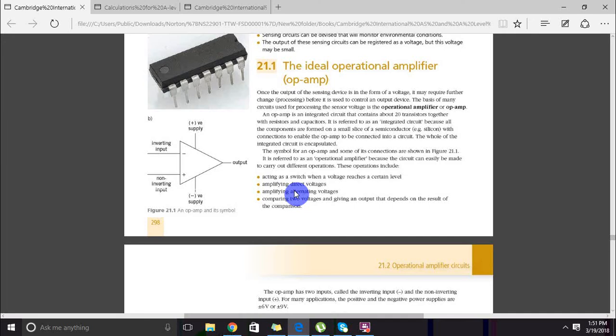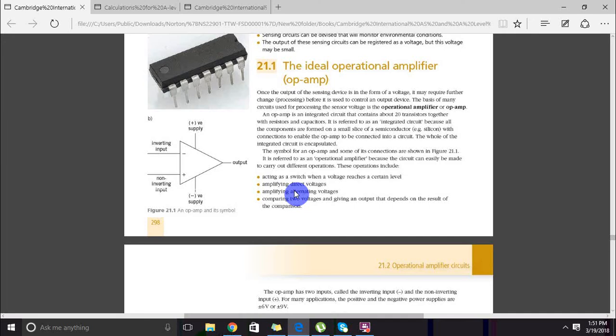It amplifies both DC and AC. And remember, they're saying voltages and not current, so don't write current. Amplification of AC and DC voltages. And that's something it can do.